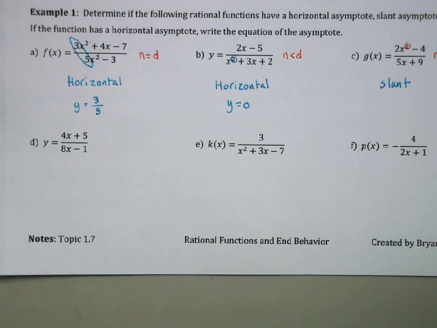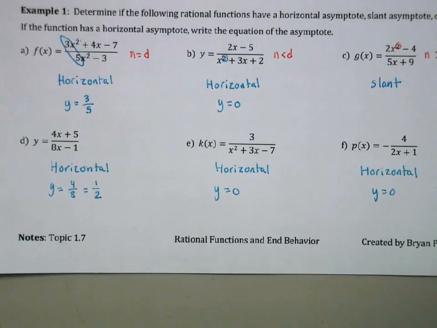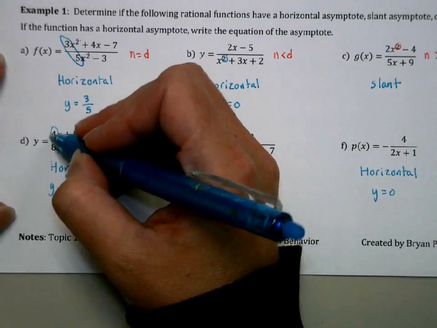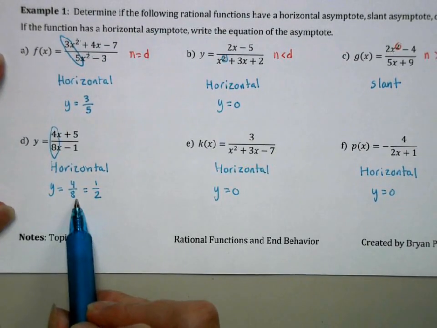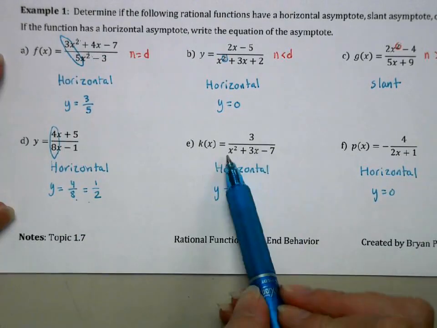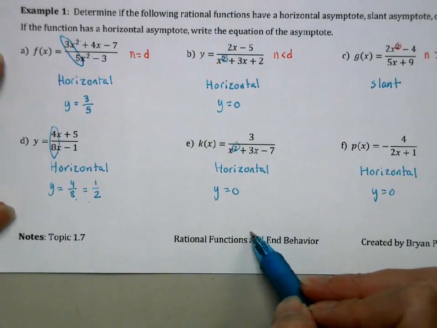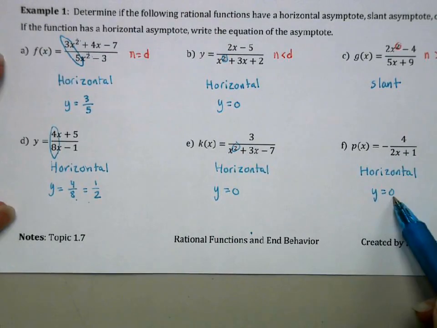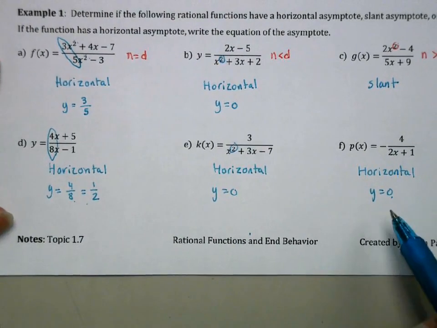So for these last three, the degree is the same, so we have a horizontal asymptote, and it comes from the 4/8, which is 1/2. Bigger on the bottom, so it's going to be 0. Degree 0 over degree 1, which means we again have a bigger degree in the bottom.